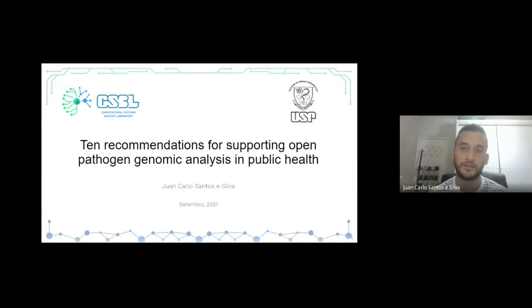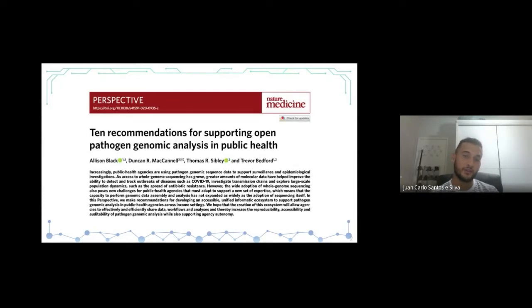Today I'm going to talk about interoperability between biomedical systems. The presentation is based on a paper from Nature Medicine, in which the author Trevor Bedford gives 10 recommendations for supporting open pathogen genomic analysis in public health. This paper talks about interoperability between public databases of genomic data, but these recommendations can be applied to other areas such as clinical, demographic, or epidemiological data.